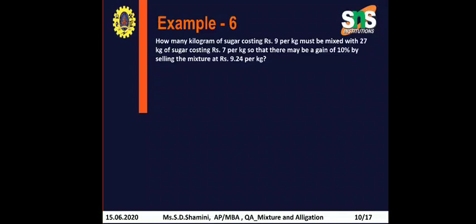How many kilograms of sugar costing ₹9 per kg must be mixed with 27 kgs of sugar costing ₹7 per kg, so that there may be a gain of 10% by selling the mixture at rupees 9.24 per kg? Here the options are 36 kg, 42 kg, 54 kg and 63 kg.